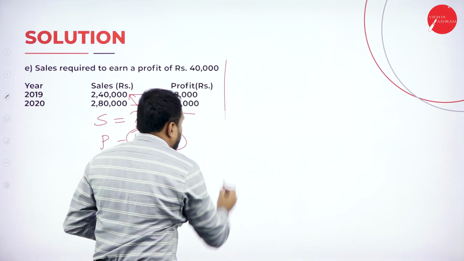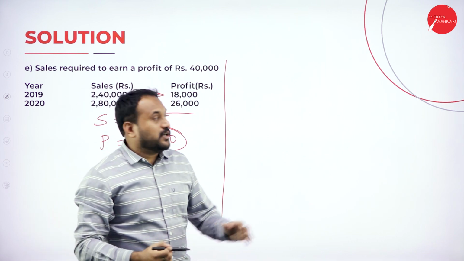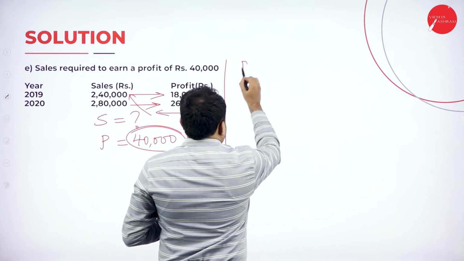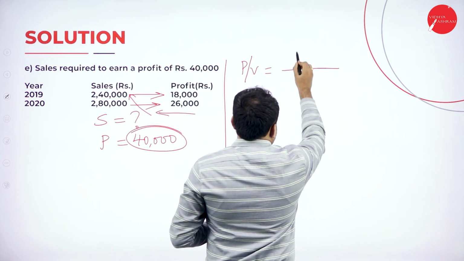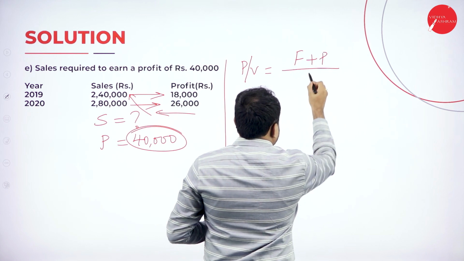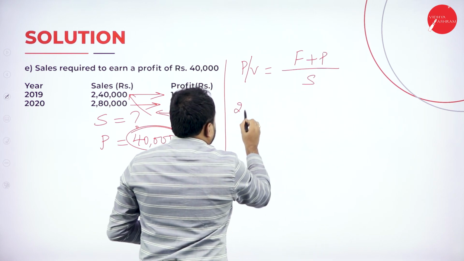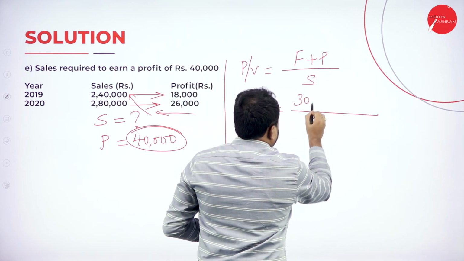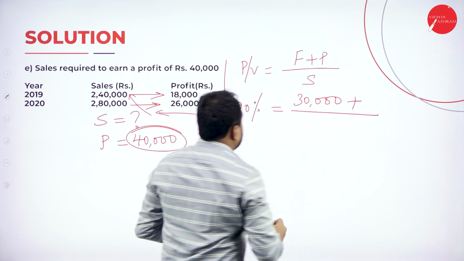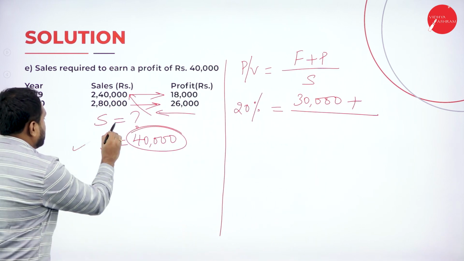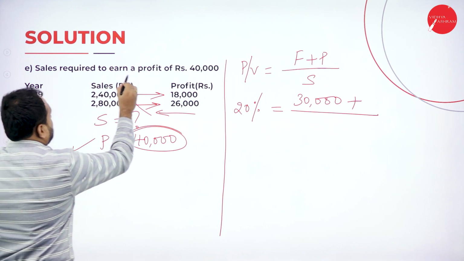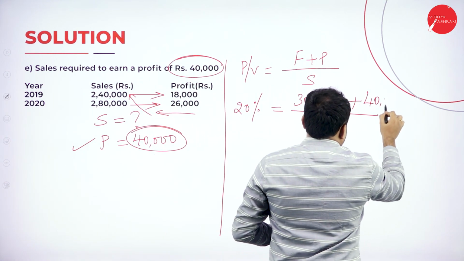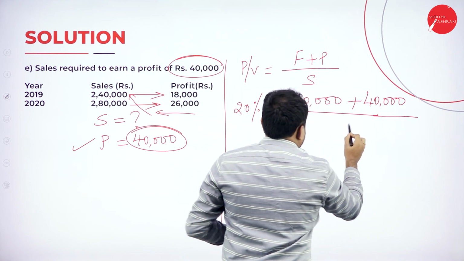Now again, in the same way, which formula are we supposed to go with? Abhilash Chandra tricks. Let's go with the formula that is here. PV is equal to F plus P divided by S. Now PV is how much? 20%. Fixed cost, we know that it is 30,000, plus profit. Sales required to earn a profit of 40,000, so we'll take 40,000 here. And sales we don't know.